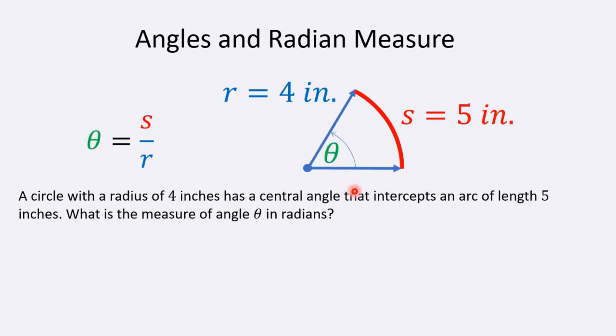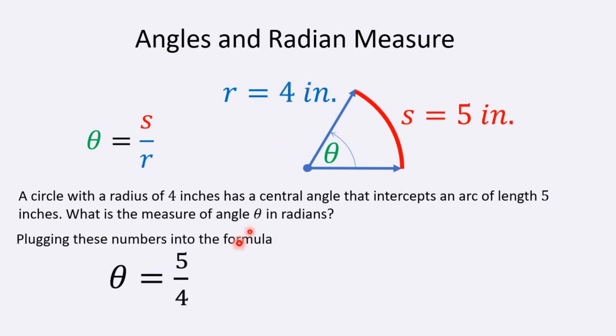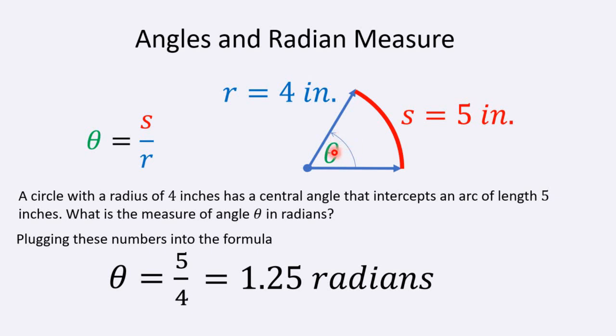down here, all you have to do is take the arc length s, which is 5, and divide it by the radius, which is 4, and you get that theta in radians is equal to 5/4, or 1.25 radians. So this angle, the rotation that's measured here, is 1.25 radians. All right, let's try another one.